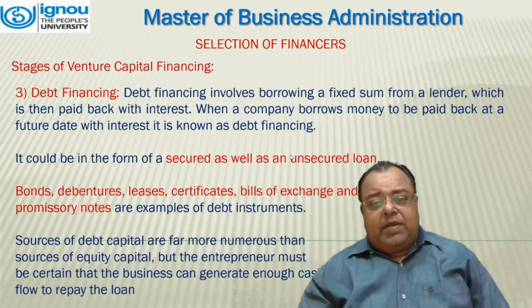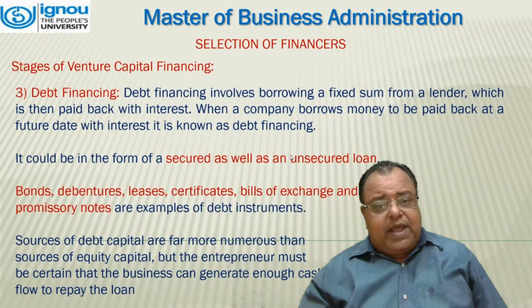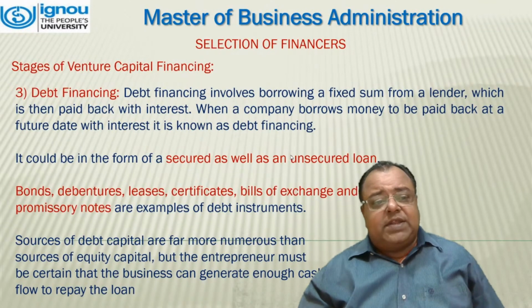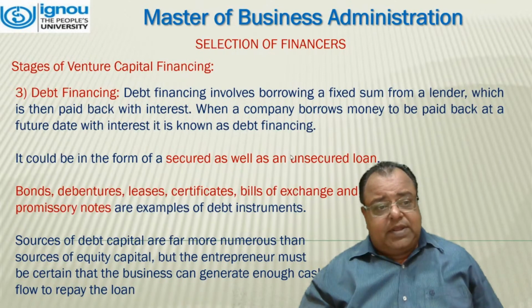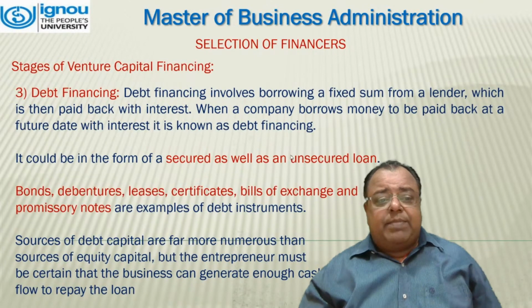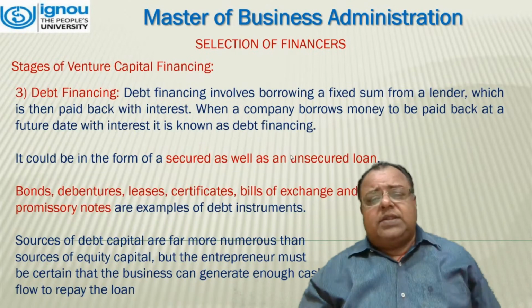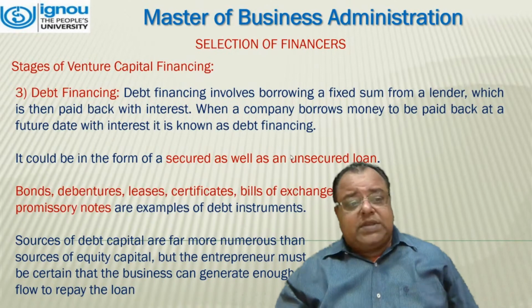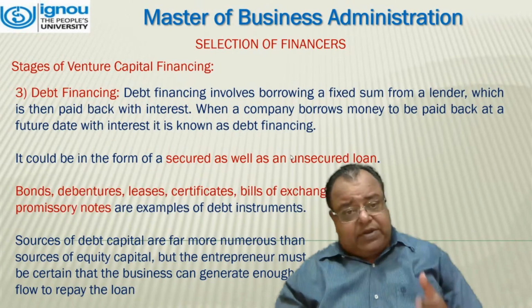Today, we will continue with Unit 9, that is Selection of Finances, and we were discussing stages of venture capital financing. So, today we will be talking about serial number 3, that is debt financing. Debt financing involves borrowing a fixed sum from a lender which is then paid back with interest.